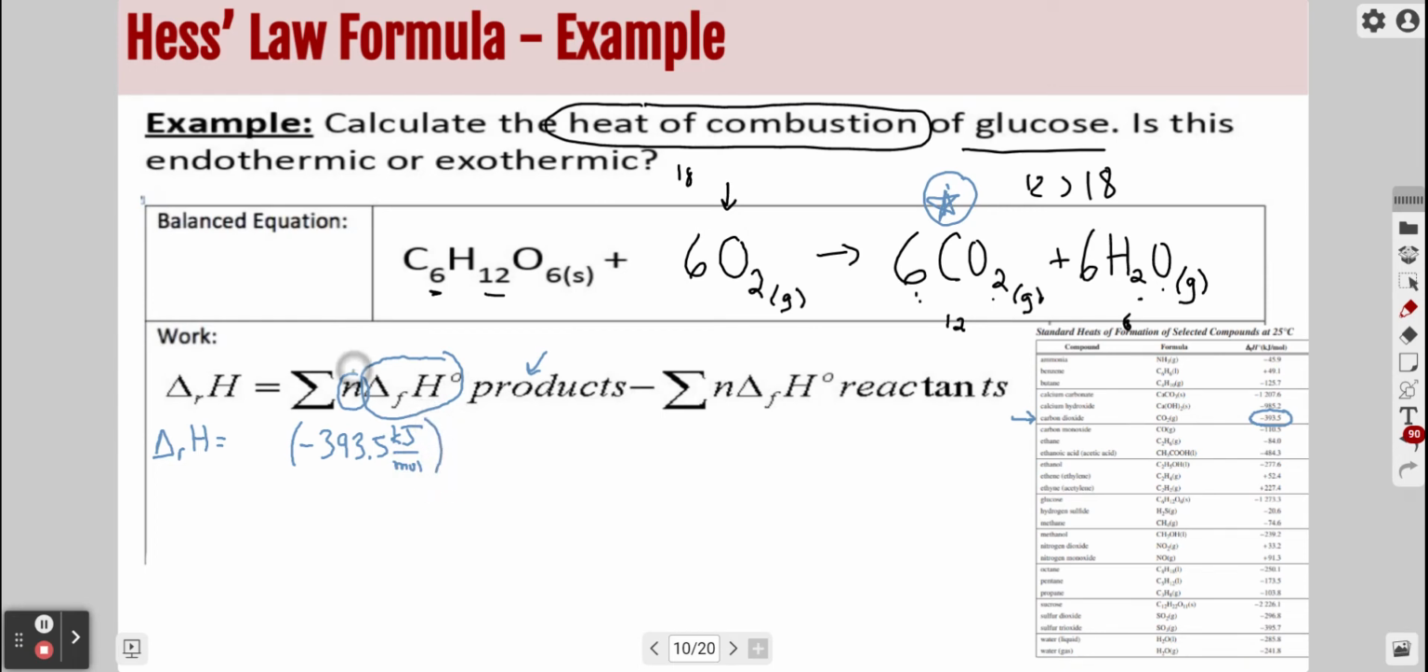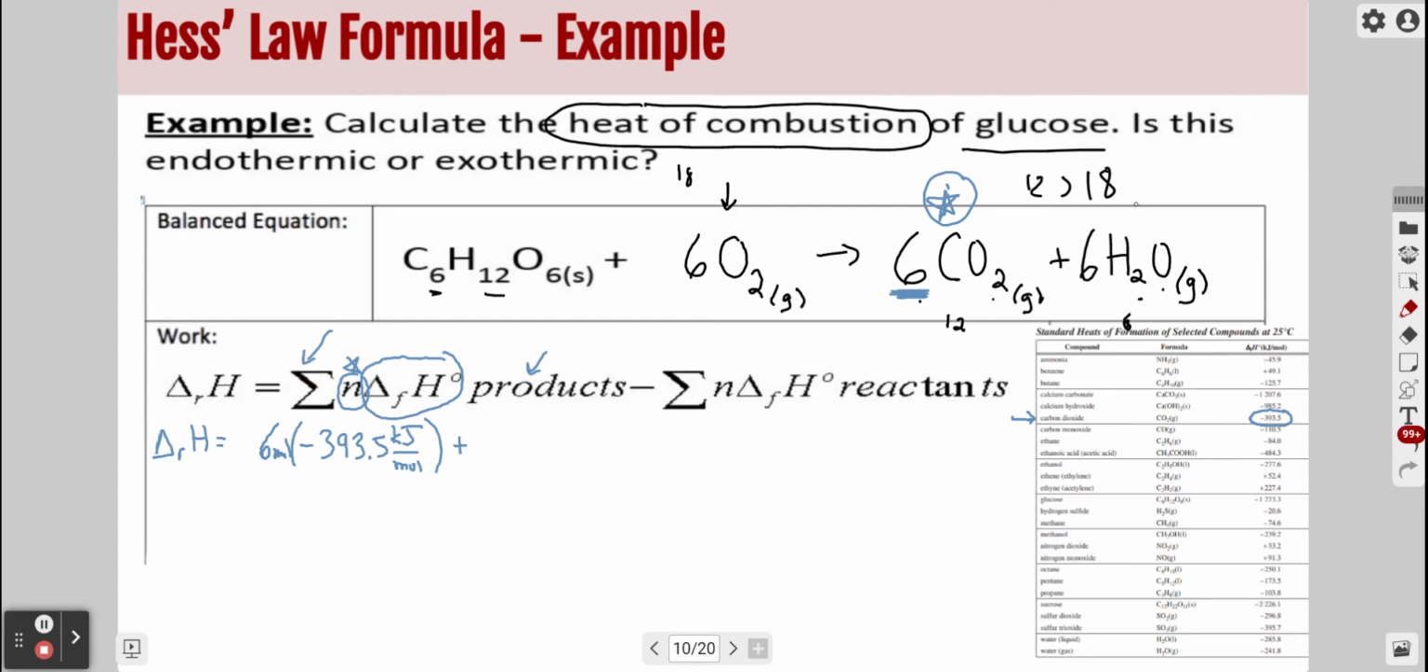Now, there's also this little n here, remember? That n is how many moles. So let's look at our balanced formula, and this is why we need a balanced formula, and there are 6. So we've got 6 moles here. Then we have to add all our products together, because we're told we need the sum of all of our products.